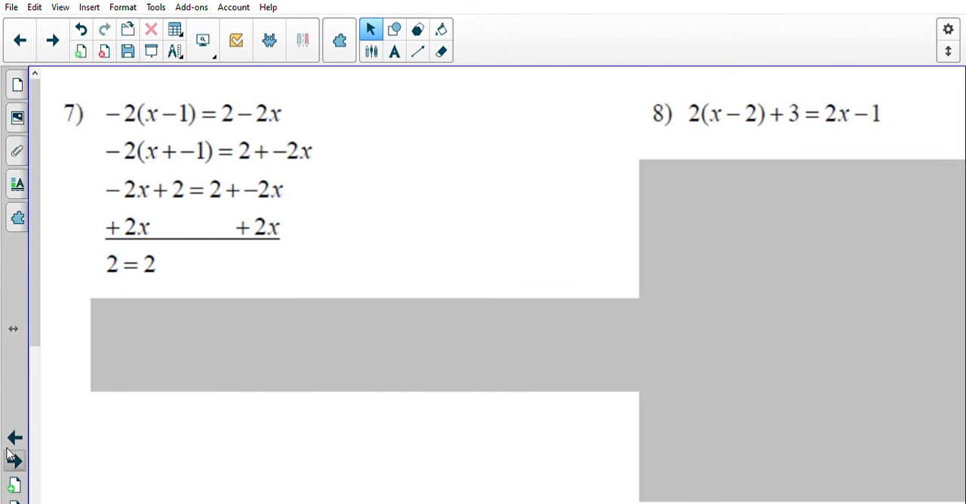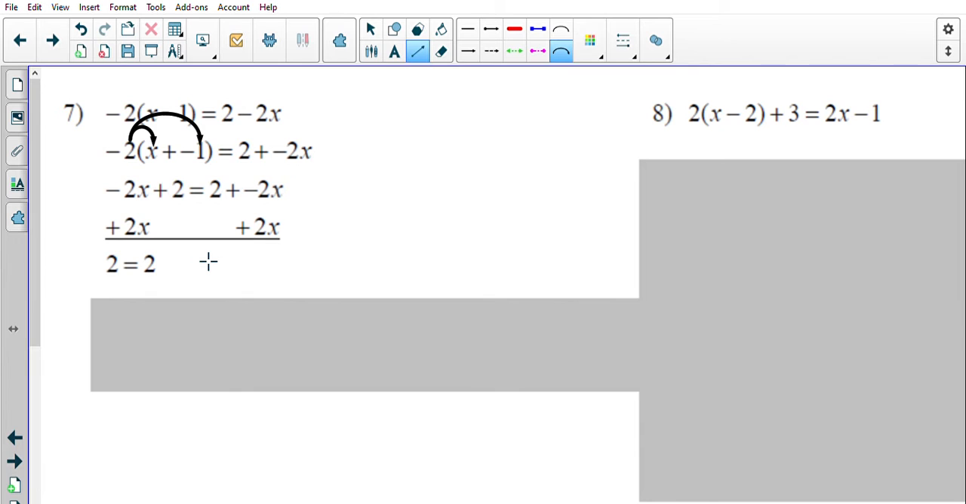All right, let's go ahead and take a look at number 7. This one's also done for you. You can see that I added the opposite as my first step, and then I'm going to distribute this negative 2 into the parentheses. Negative 2 times x is negative 2x. Negative 2 times negative 1, once we add the opposite, is positive 2. So I have negative 2x plus 2 on the left-hand side, 2 plus negative 2x on the right-hand side.